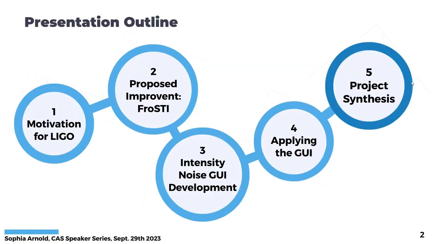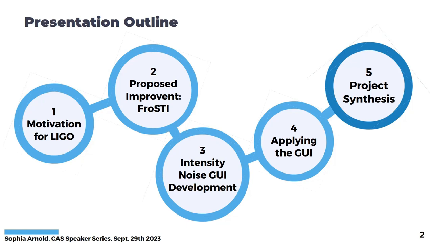So here is the outline for my presentation today. I have delineated it into five distinct sections. First, what is LIGO? What is a gravitational wave? Why do we care? Then we're going to get more into what I actually did. So a proposed improvement to LIGO is this thing called FROSTY, which is a very fun acronym, and you'll learn what it means later on. I'm not going to tell you now to keep you waiting in anticipation.